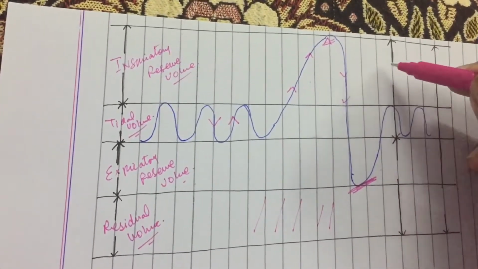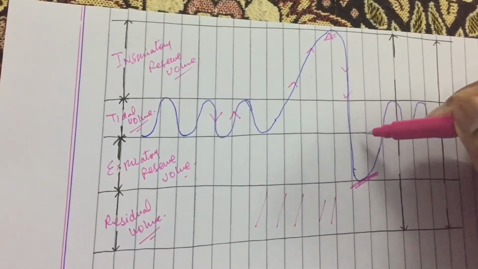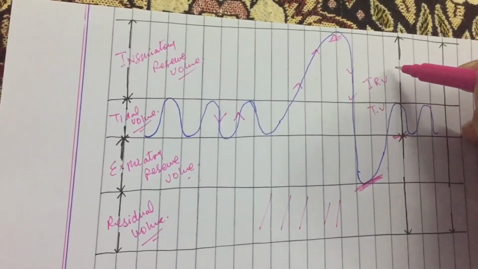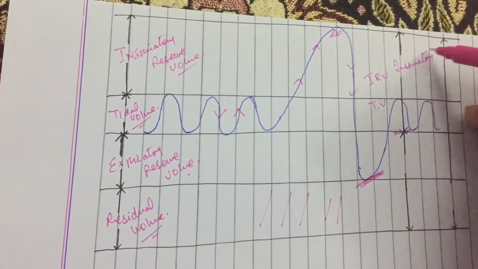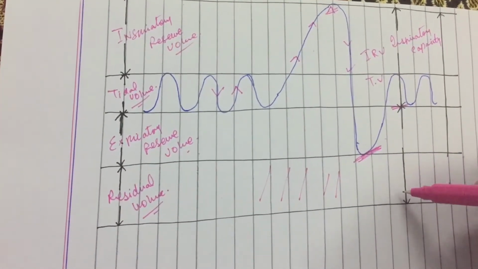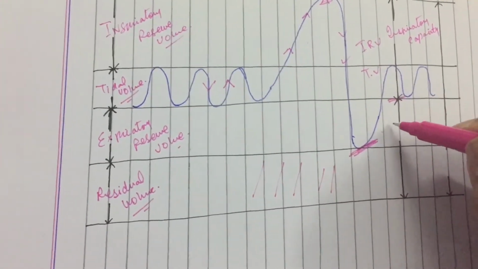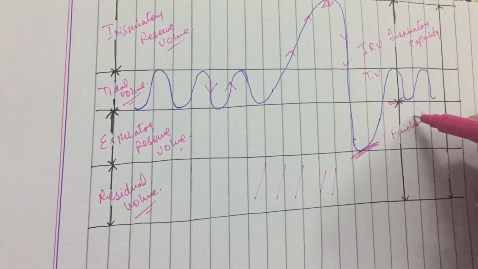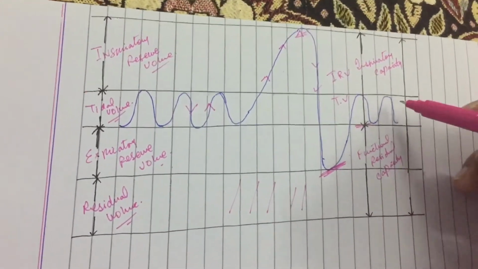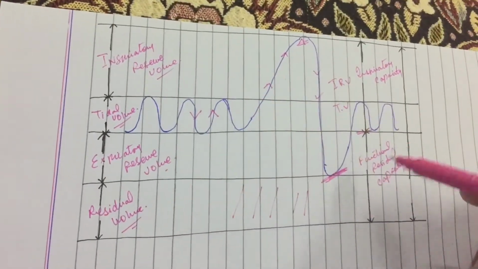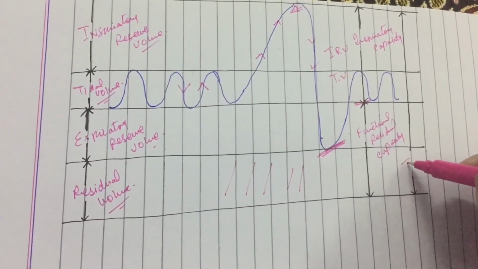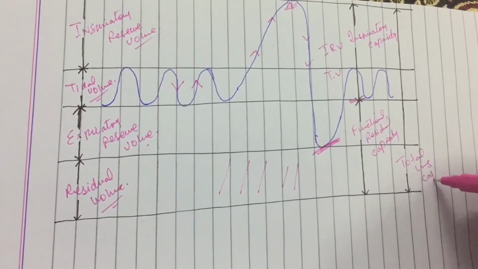So this is the inspiratory zone, the inspiration till here, the IRV and TV, and we call it inspiratory capacity. Similarly, we can get a capacity in the expiratory zone by adding the residual volume and ERV, and we call it functional residual capacity. And lastly, if we add all these things, that is IRV, TV, ERV, and RV, we get the total lung capacity.